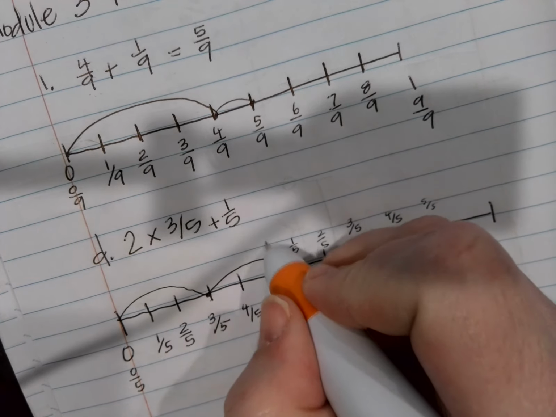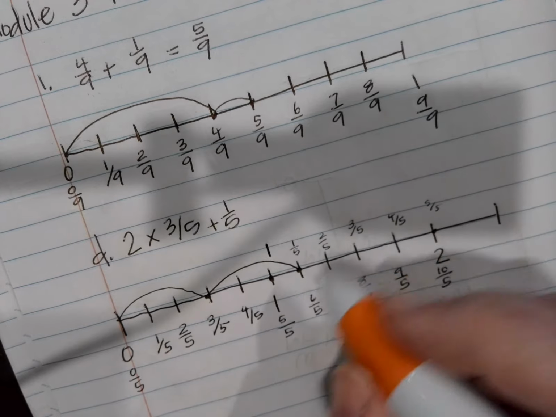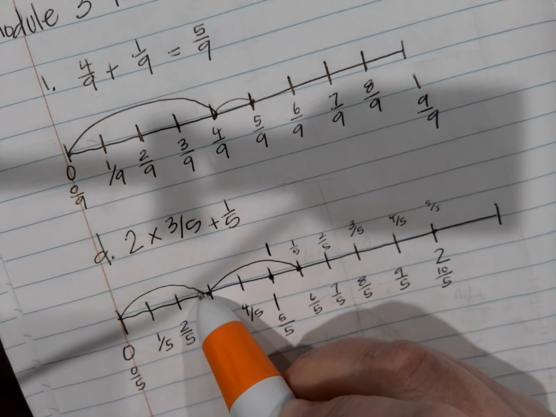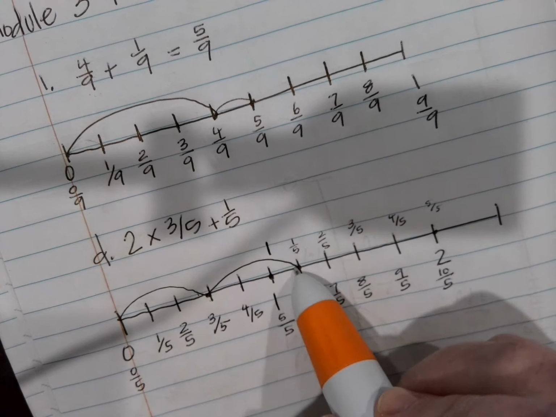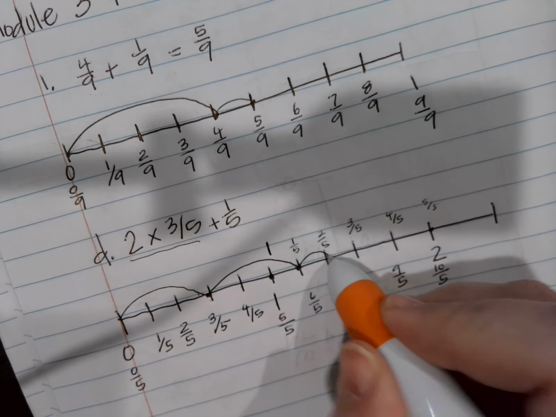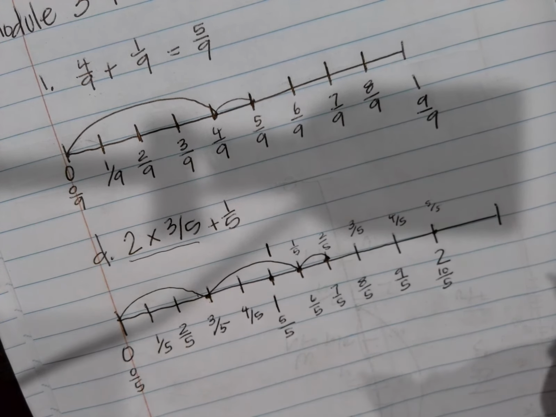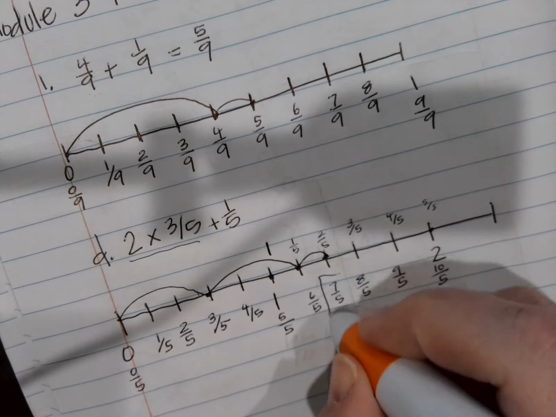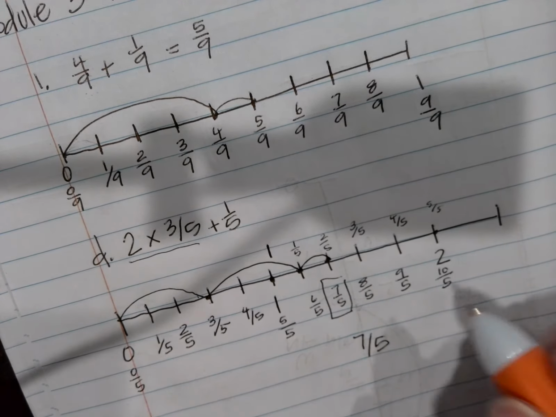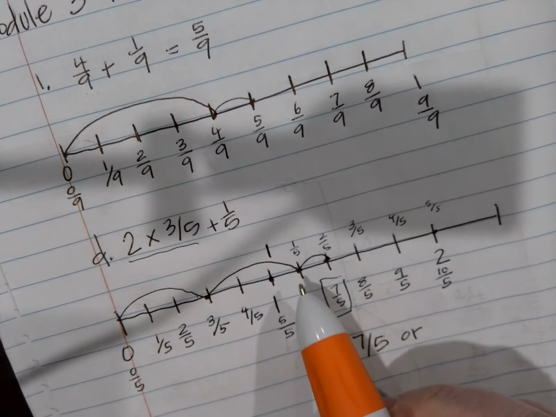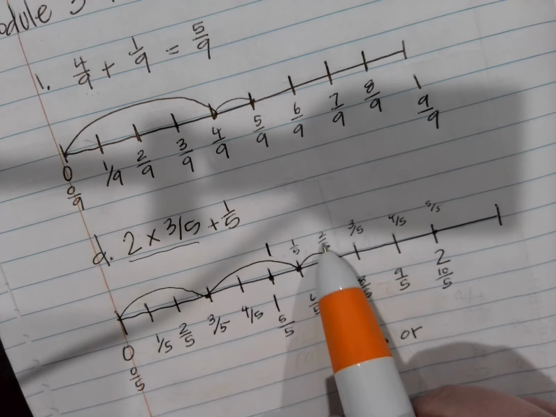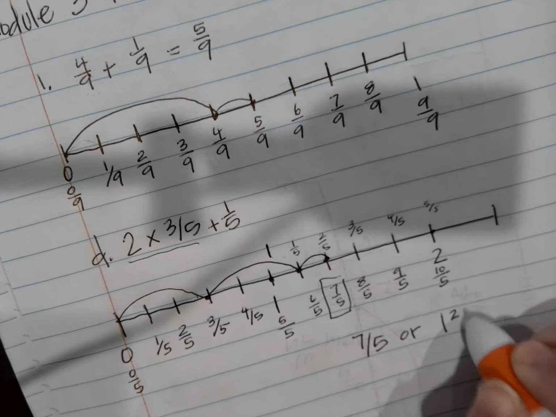I guess it would make it easier if I did this, maybe 1. Okay, so that's our 1. That's our 3/5 twice. 2 times 3/5 plus 1 more fifth. Okay, so our answer is 7/5 if we want to leave it as an improper fraction, or if you want to write it as a mixed number, it's 1 and 2/5.